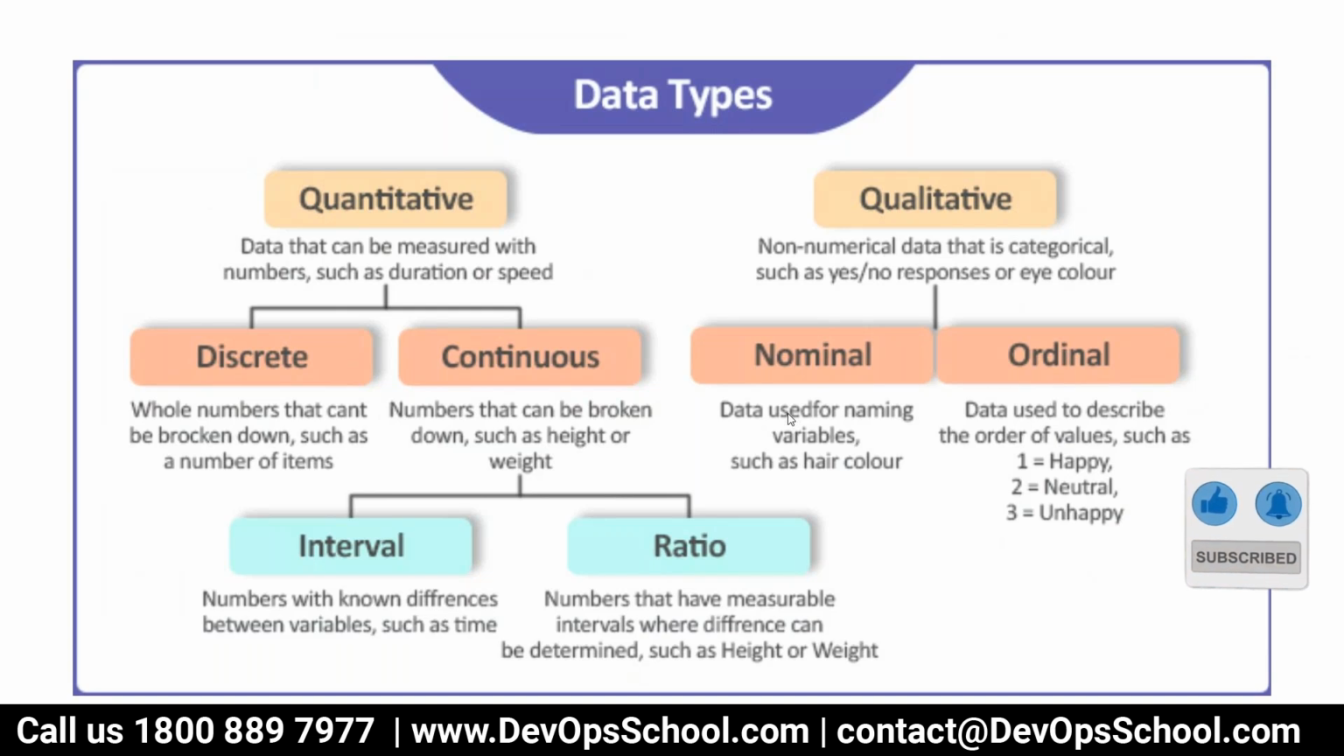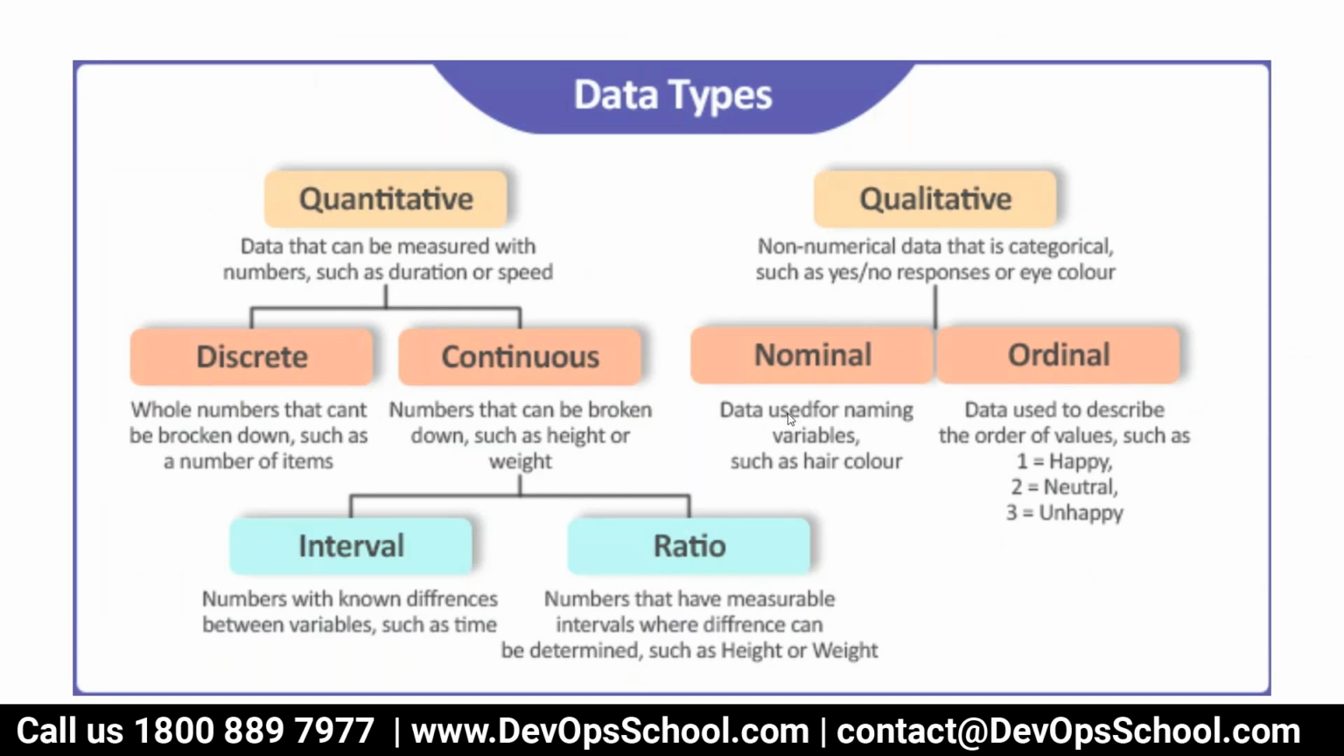Quantitative is also divided into discrete and continuous. Discrete is whole numbers that can't be broken down, such as the number of items, and continuous is numbers that can be broken down, such as height or weight. Continuous data can again be divided into two parts: interval and ratio. Interval is numbers with known differences between variables, such as time, and ratio is numbers that have measurable intervals where the difference can be determined, such as height and weight.